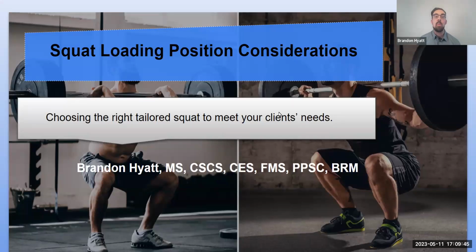My name is Brandon, and we're going to talk about squat loading position considerations so that you can learn how to choose the right tailored squat variation to meet your client's needs.